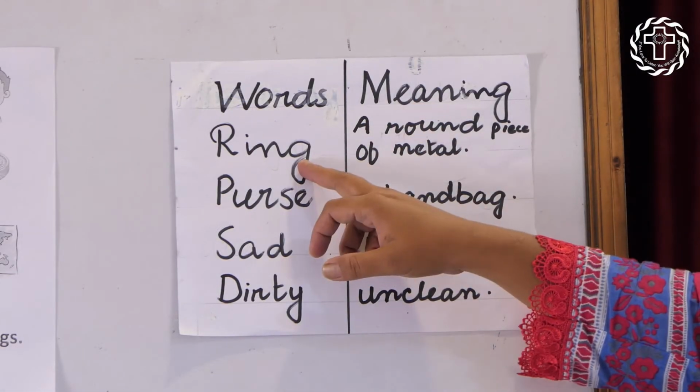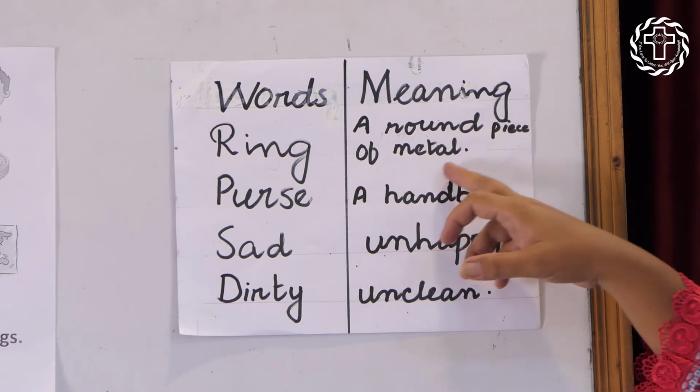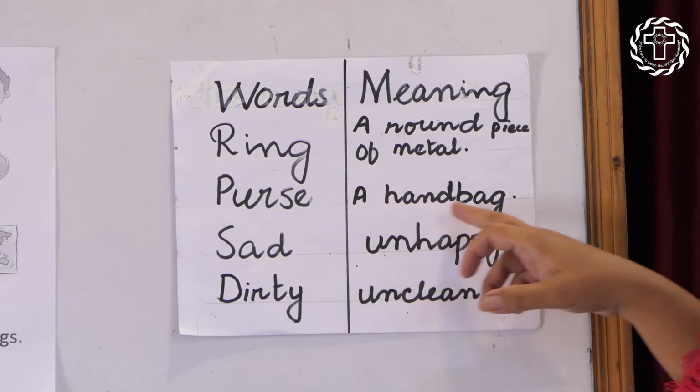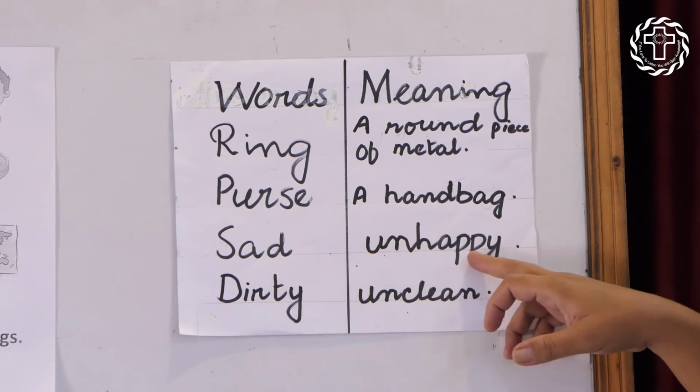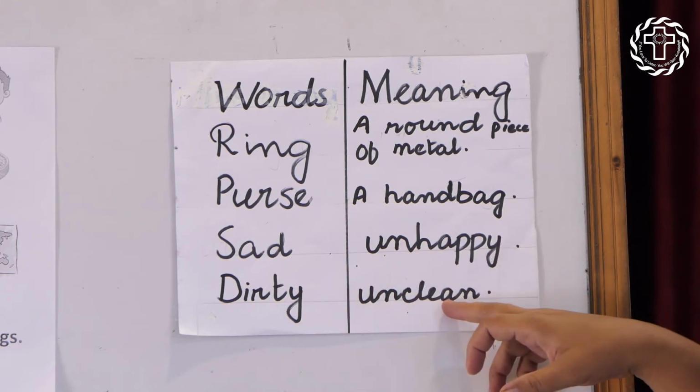What's the meaning? Ring, a round piece of metal. Purse, a handbag. Sad, unhappy. Dirty, unclean.